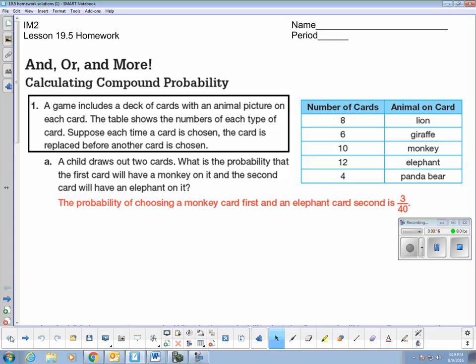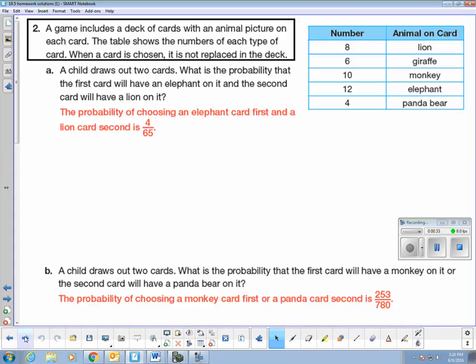We also have independent events and dependent events. So we're going to have to look at each problem to decide whether we use the and rule, the or rule, and whether the events are independent of one another or dependent. So let's begin on the next page with problem number 2.